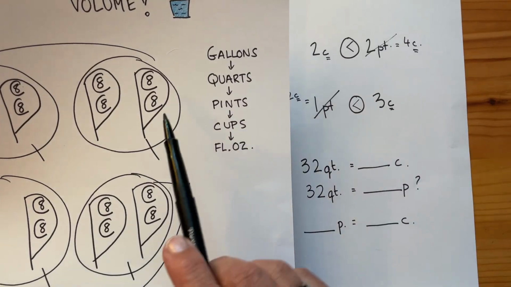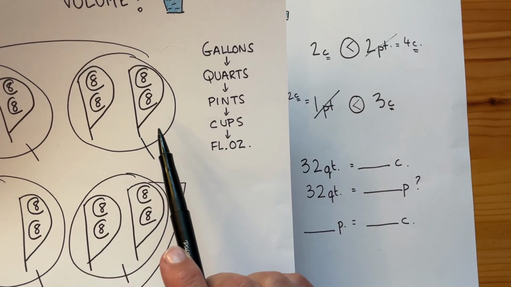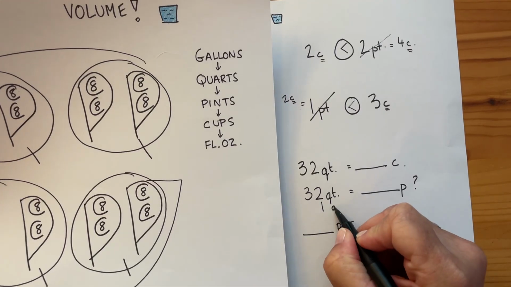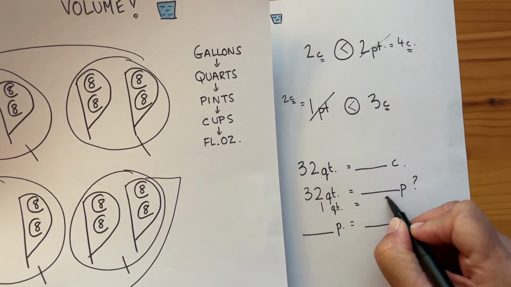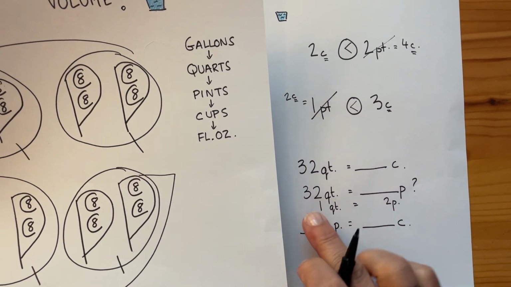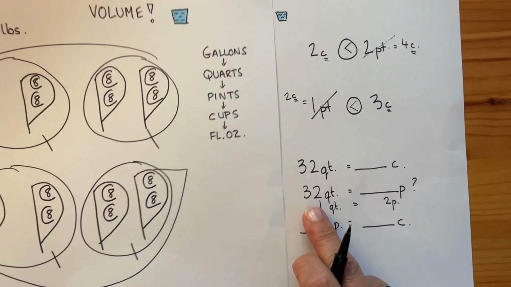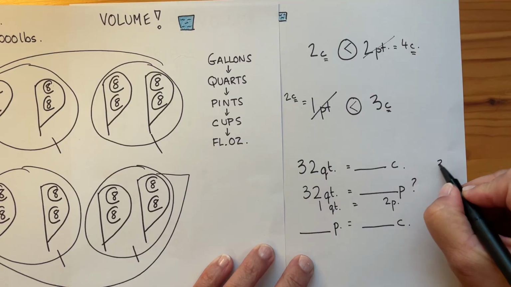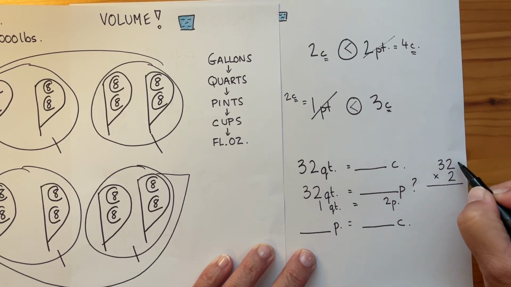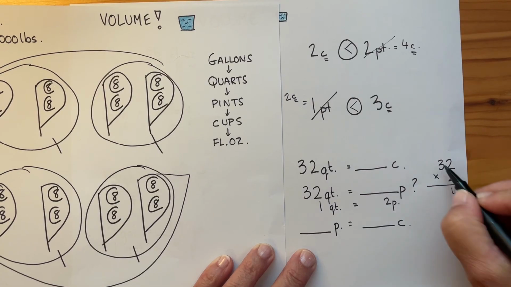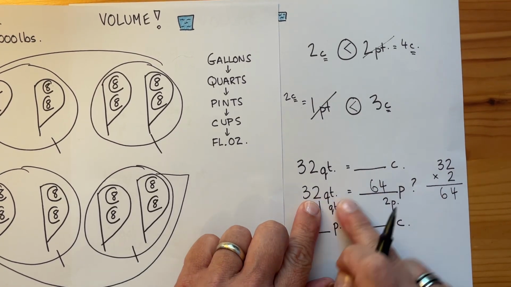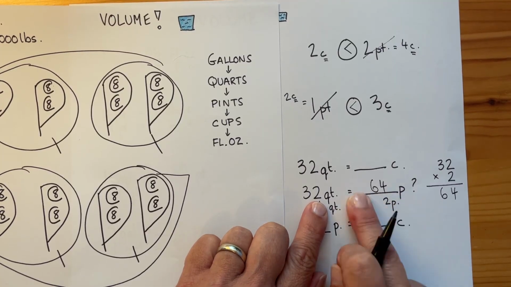So I've got 1 quart is how many pints? It's 2. So 1 quart is 2 pints. So how many pints would 32 be? So I'm actually going to have to do, because I can't do it in my head, maybe you can, 32 times 2. 2 times 2 is 4. 2 times 3 is 6. So now I know that 32 quarts is the same as 64 pints.